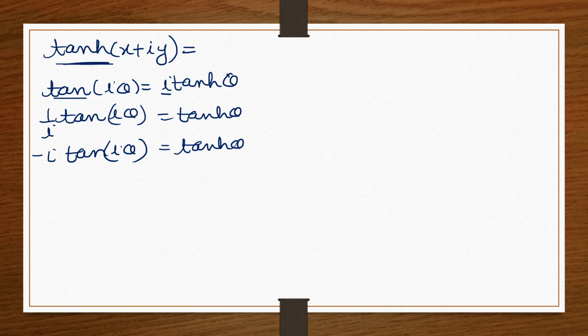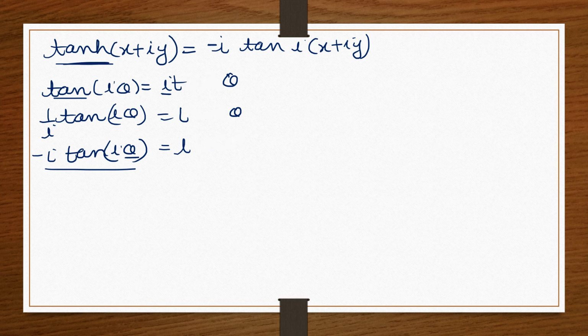Why do we do this? Because it is really difficult to memorize all the formulas. So apply this here: theta is x plus iota y, so minus iota tan of iota x plus iota y. Okay, so this is further equal to, now take this iota, let me erase this now.